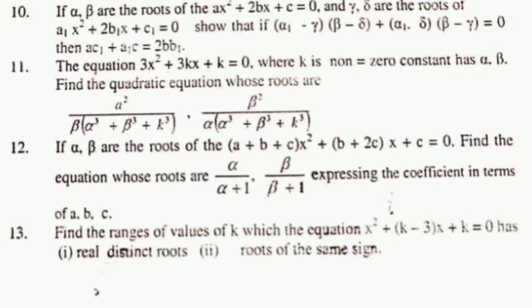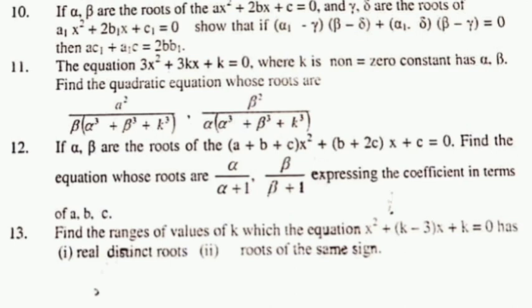For number 11, the question says the equation 3x squared plus 3kx plus k equals 0, where k is a non-zero constant, has alpha and beta as the roots. I'm to find the quadratic equation whose roots are this and this. Very simple. I have to use the formula for roots of a quadratic equation, and that is x squared minus sum of roots times x, plus product of roots, all equals 0.